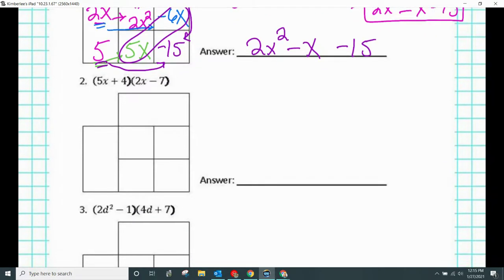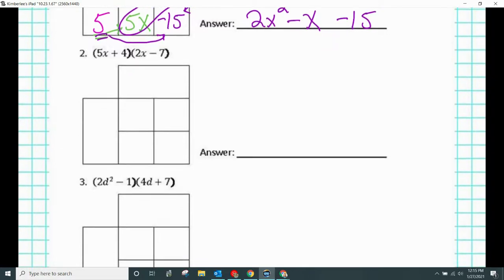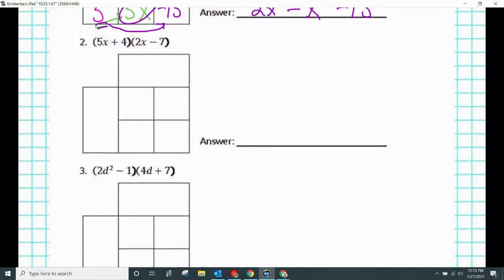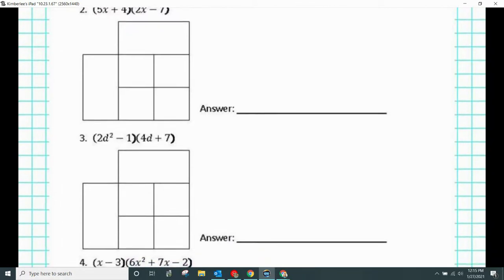I'm going to leave 2. I want you to do 2 on your own. I'm going to try to do 3 and 4. However, my battery is running low on my pencil, so I hope it doesn't go out.